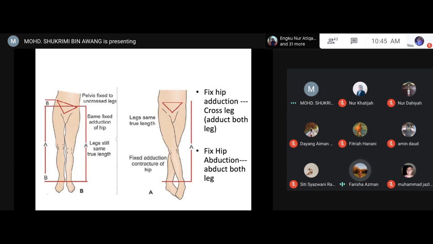So doctor, meaning that to spread the leg? Yes. Spread the leg? Okay. Yes. You are right. Thank you.